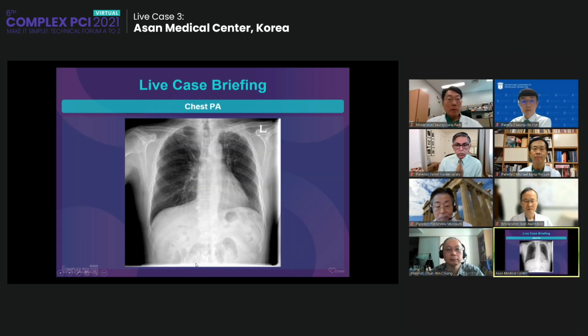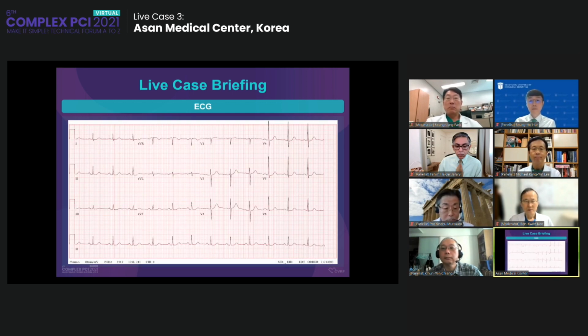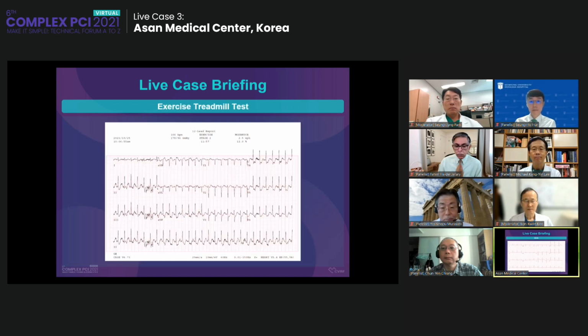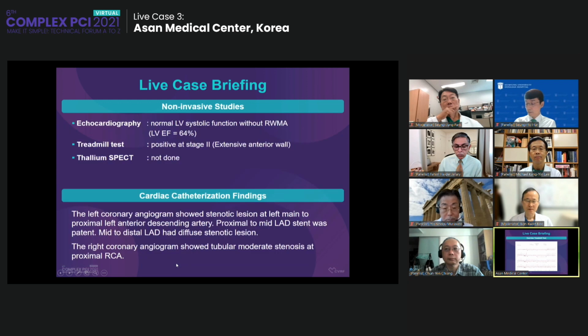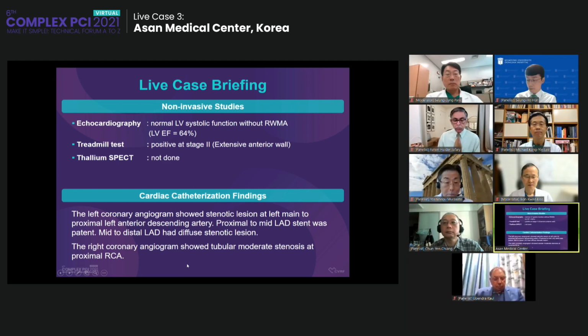Next slide. Chest X-ray showed the cardiac size is okay. Next slide. ECG showed normal sinus rhythm. And next slide. This is the exercise treadmill test. You can see V2, V3 to V6 extensive anterior wall ST depression and ST elevation on the aVR lead. Next slide. And echocardiography showed normal systolic function without regional wall motion abnormality.